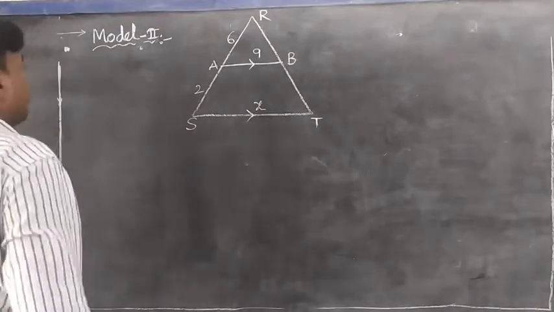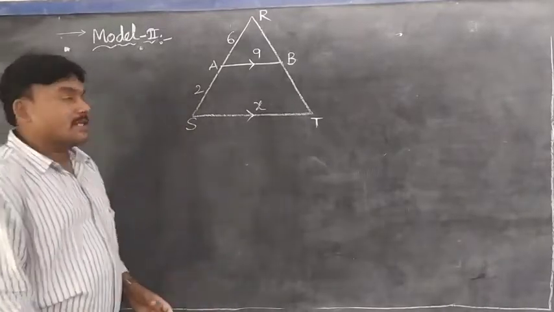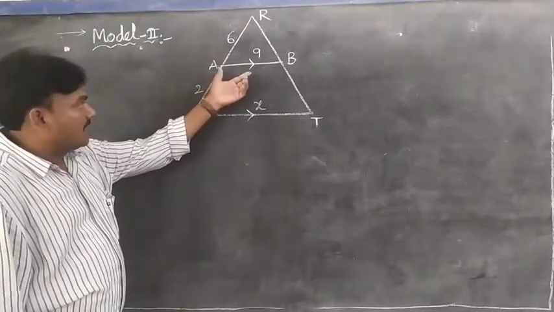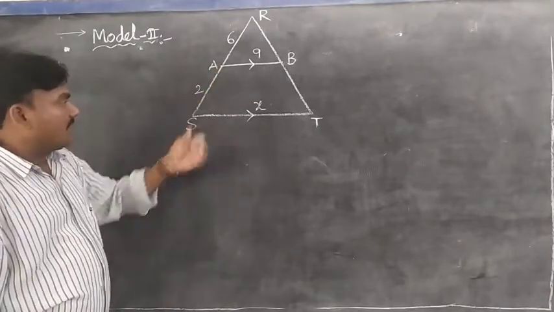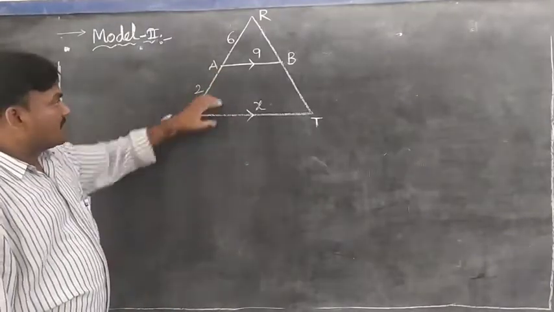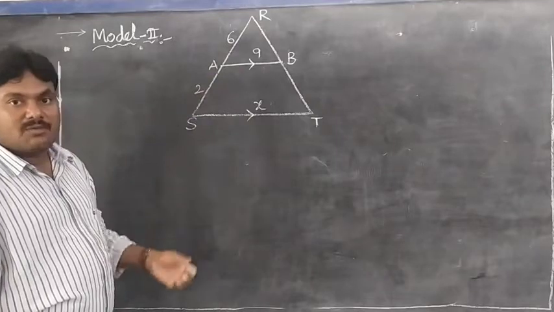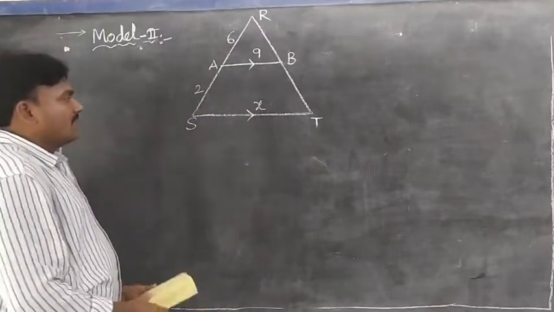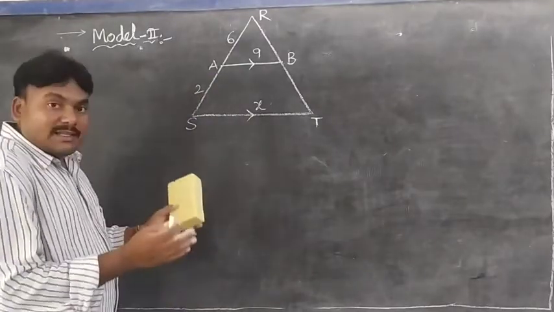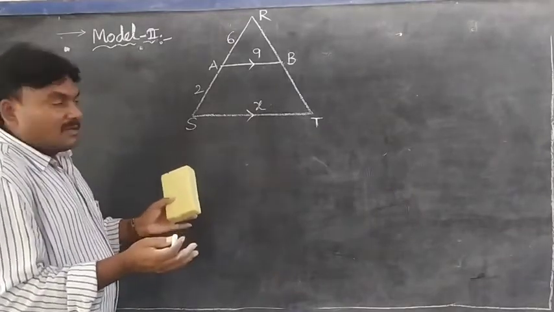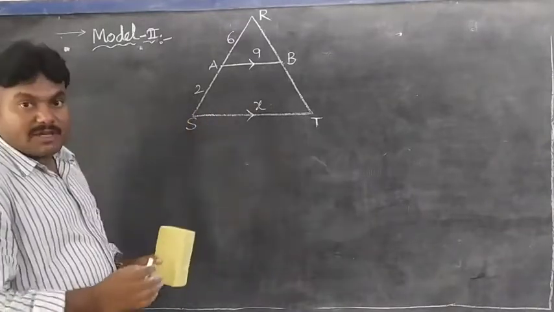Yes, observe students, second model. Explain why both triangles are similar and also find the value of x. So this type of triangle is given. This is the second model, students. First of all, while approaching the solution, divide the diagram carefully.